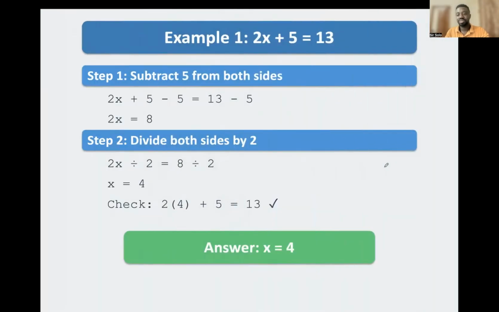Let's go on to two-step equations. Two-step: we have 2x plus 5 is equal to 13, right?